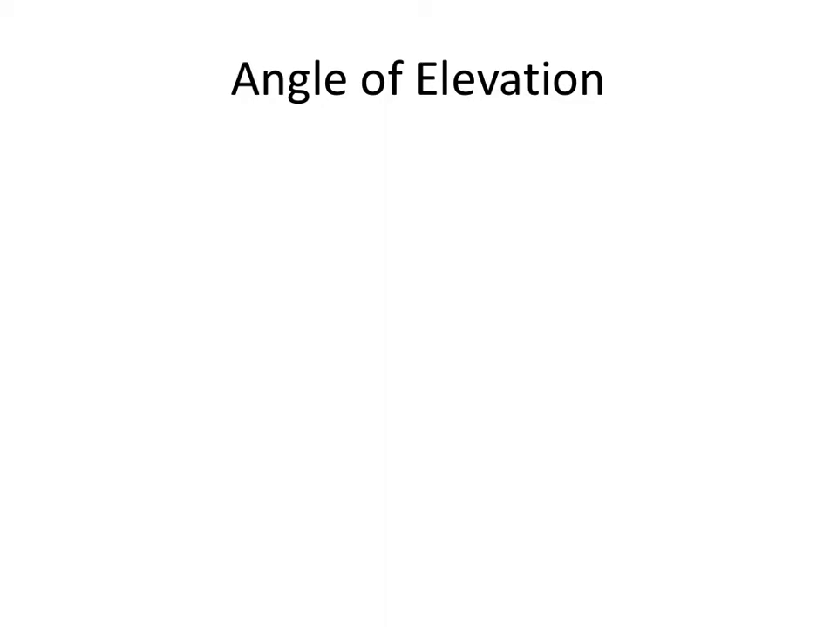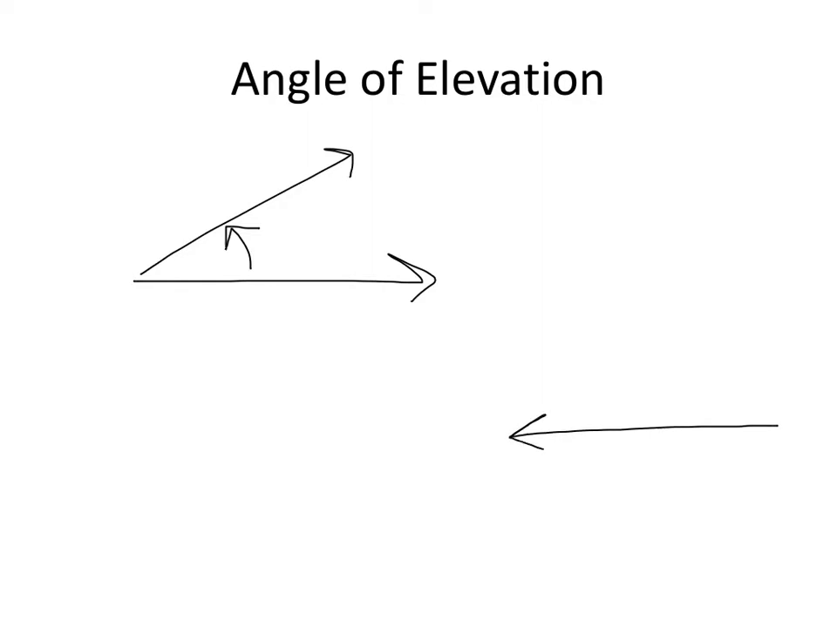vocabulary terms, angle of elevation, angles of depression. An angle of elevation starts with the horizontal line, and you always measure up. It can start with a horizontal going in this direction. As long as you are measuring up from the horizontal, it is an angle of elevation.